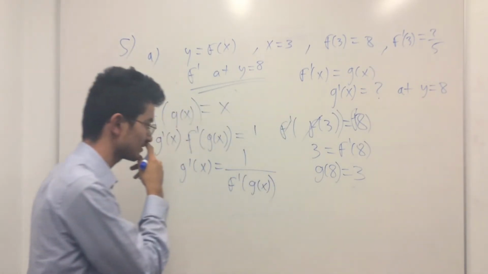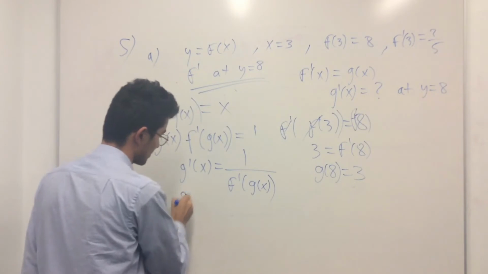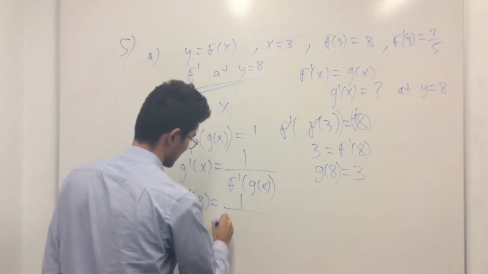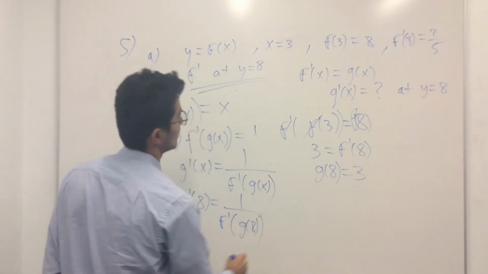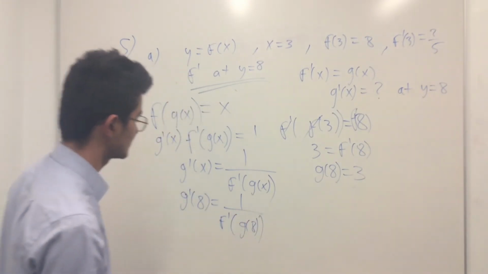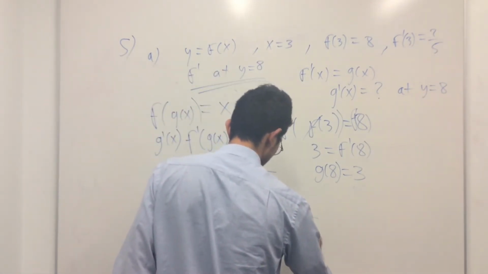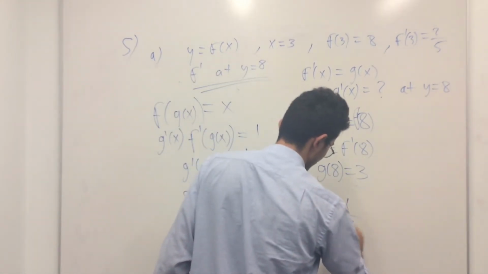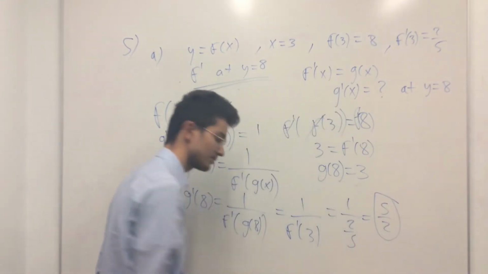So we can use that fact. Basically, what we want to do is find g prime of 8. So that's 1 over f prime of g of 8. Now g of 8 is 3. So that's 1 over f prime of 3. And f prime of 3 is just 2/5. So that's 1 over 2/5, and that's 5 over 2. So that's going to be the derivative of the inverse.